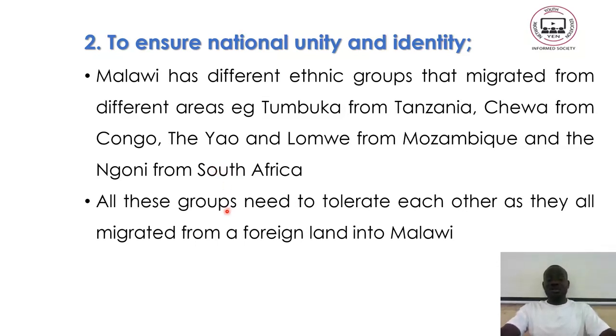National unity. We have to know that at one point in time, we were not here. We were all out. But our forefathers migrated for reasons known better to them. Then we are all called Malawians. So we need to tolerate each other. We need to live together. A Tumbuka and a Yao living together as Malawians. We do not have another Malawi. Malawi is one, and this Malawi is made up of different ethnic groups who migrated from different areas.